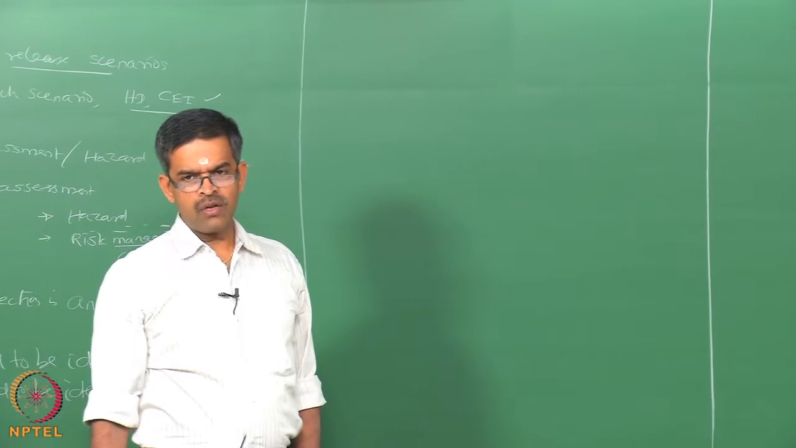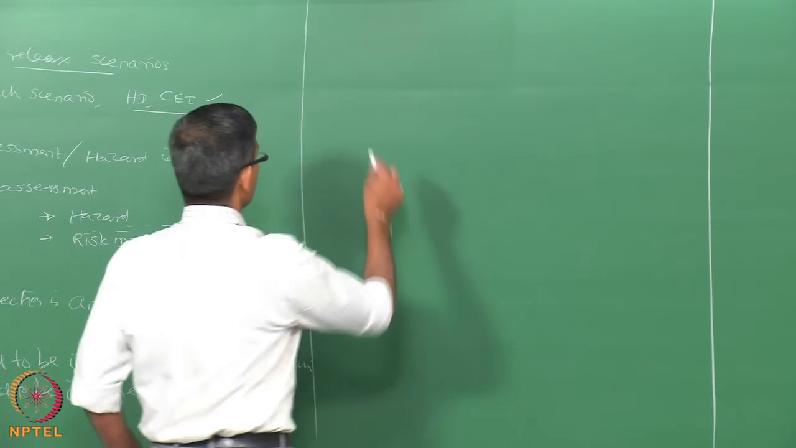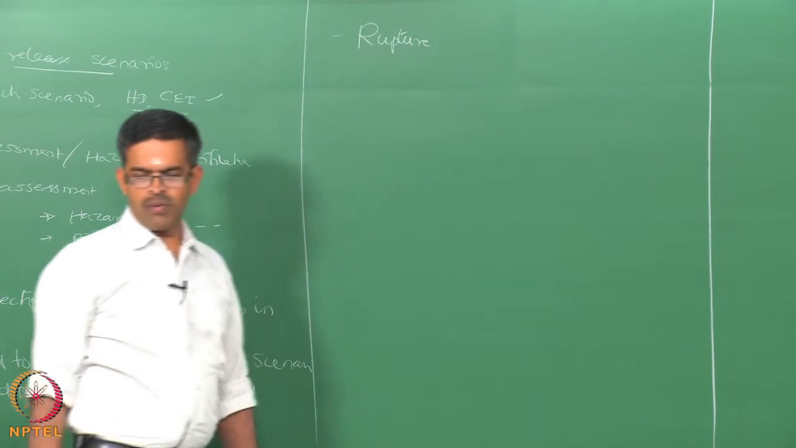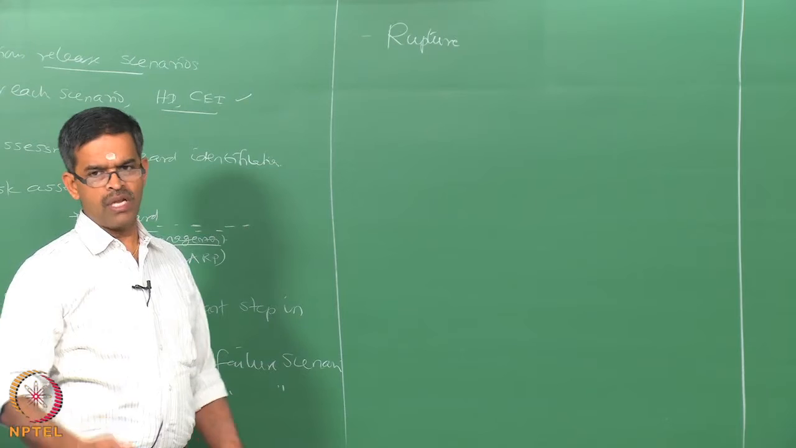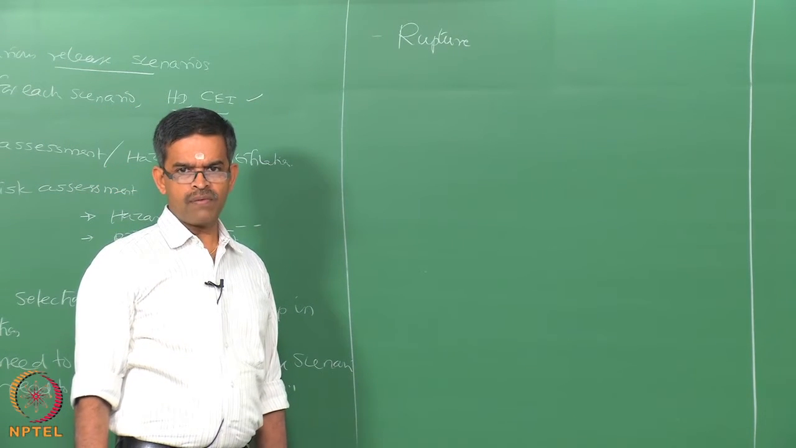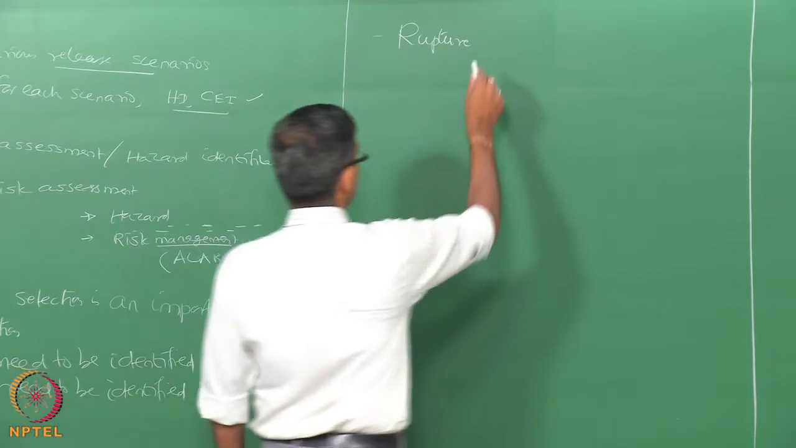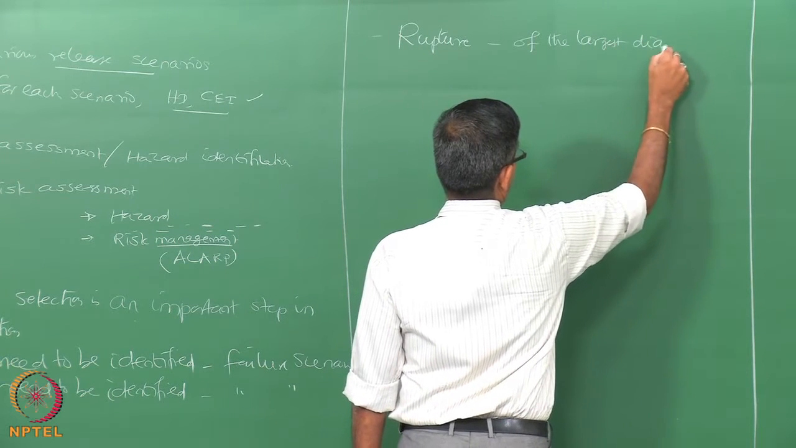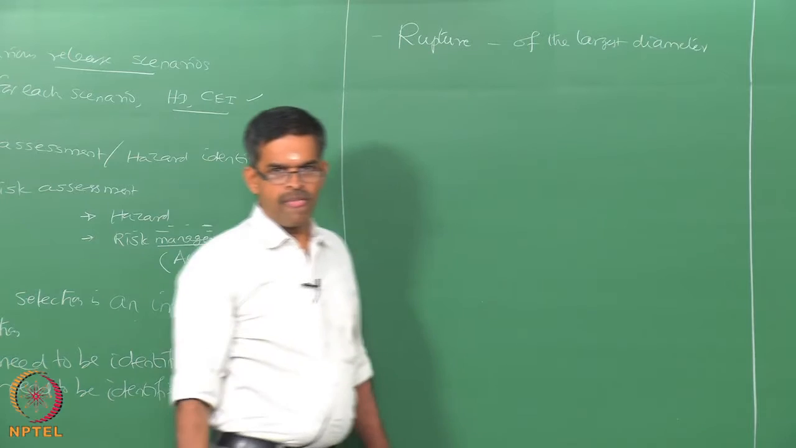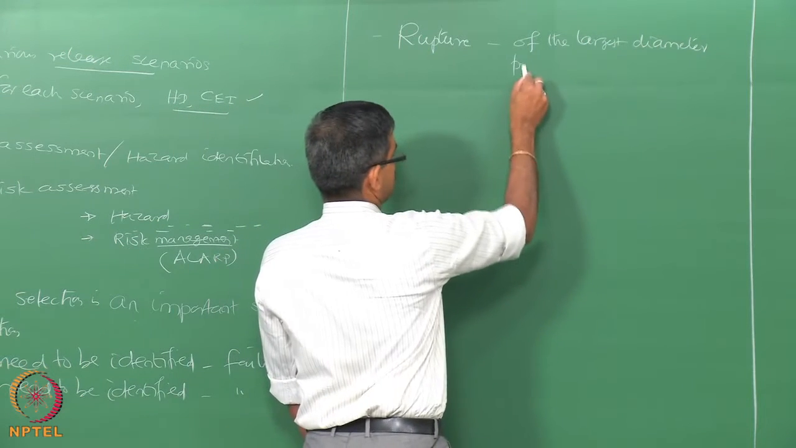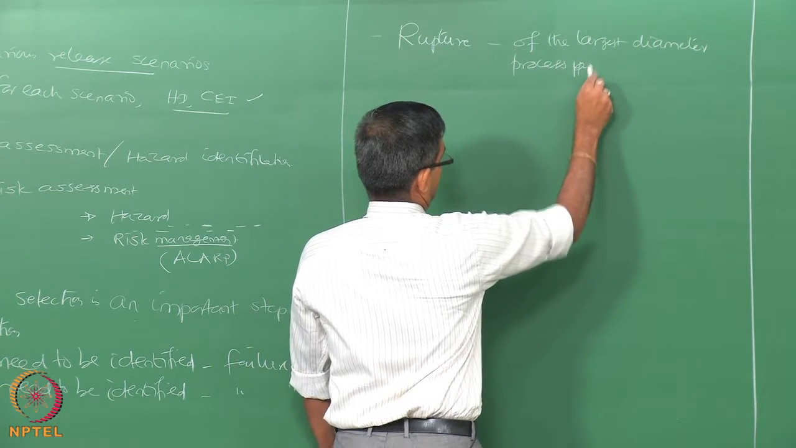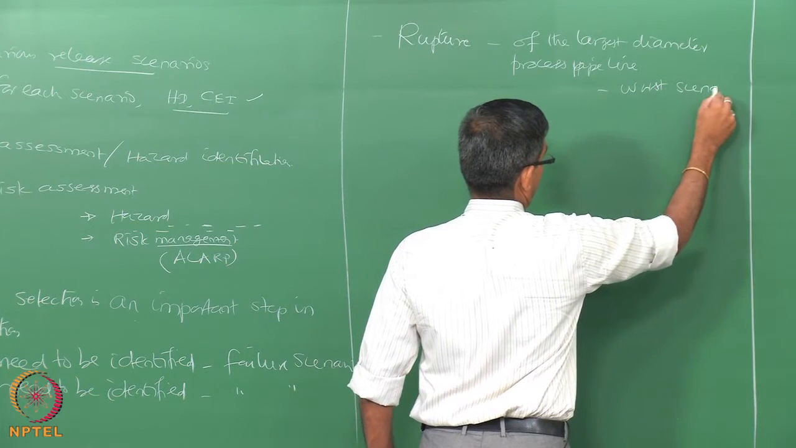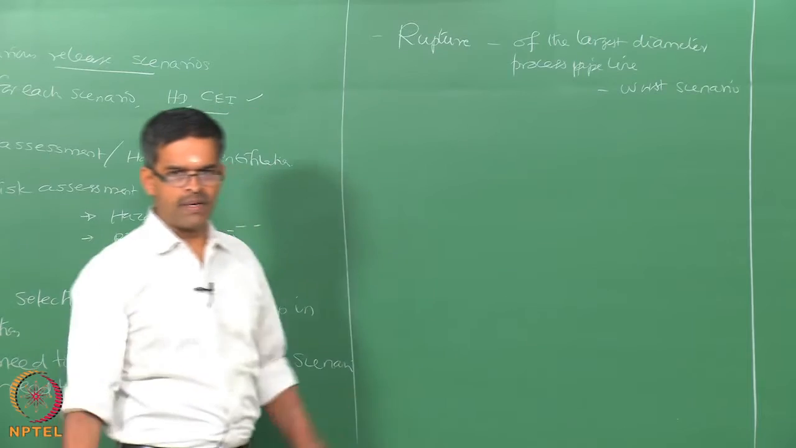Once we do this, let us try to look at the failure scenarios in the sense of rupture. So, rupture could be one cause which can exit out the liquid or the gas in any form. So, rupture of the largest diameter should be the worst scenario. Rupture of the largest diameter process pipeline could be the worst scenario, because pipelines can be of different diameter. Let us look at the largest pipeline diameter.